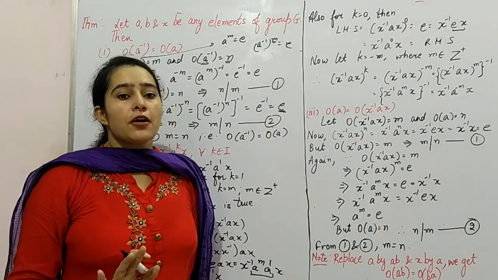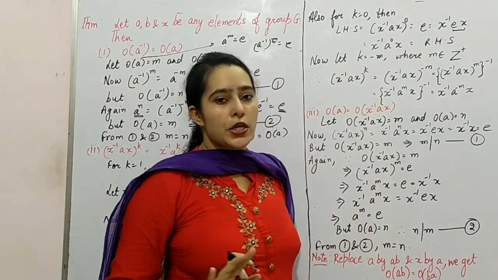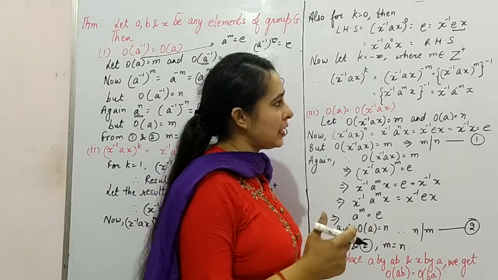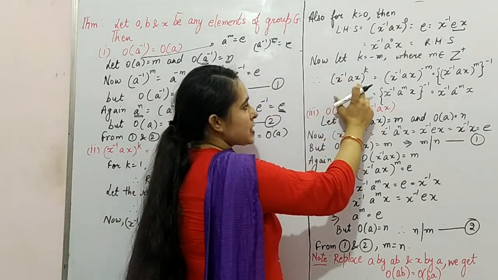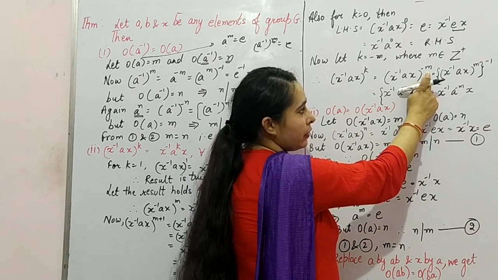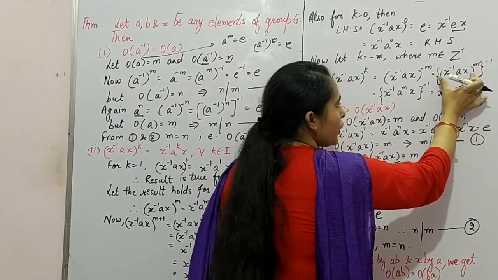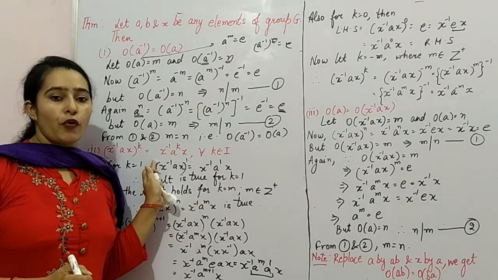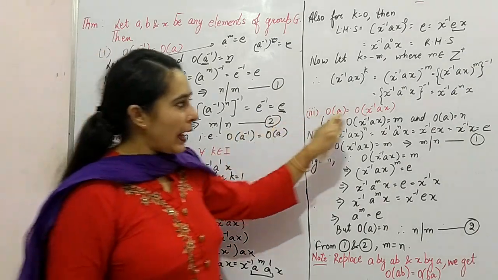Now we shall check this for negative integers. Now let k is equal to minus m, where m is some positive integer. If m is positive, obviously minus m is negative. So we are proving this result for some negative integer, whether it holds or not. Therefore (x⁻¹ax)^k is equal to, substitute the value of k, that is minus m. We have separated minus m into m times minus 1. Now m is a positive integer, and we have already proved that this result is true for every positive integer. We have proved this using mathematical induction. So we can apply it here also.